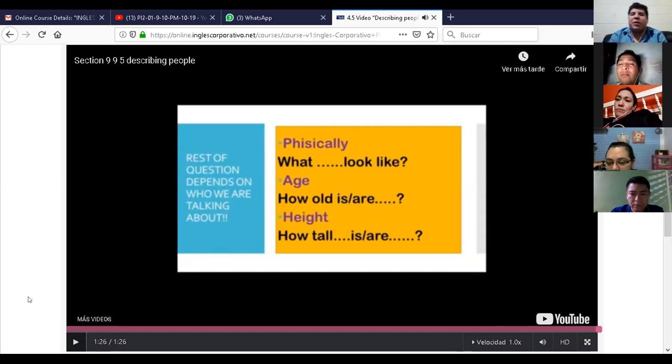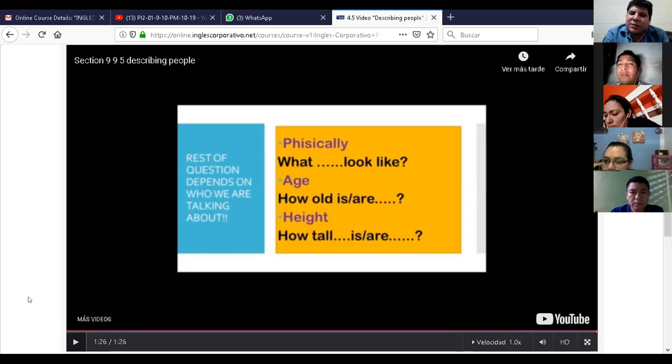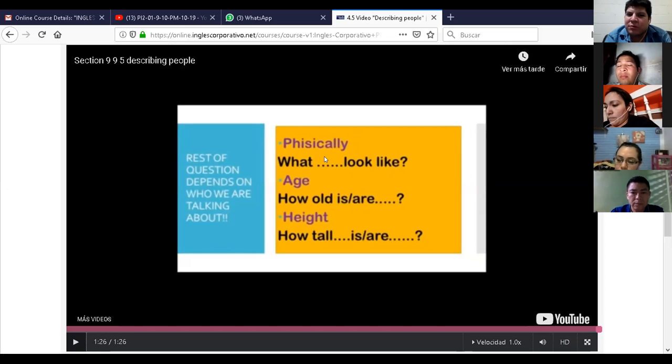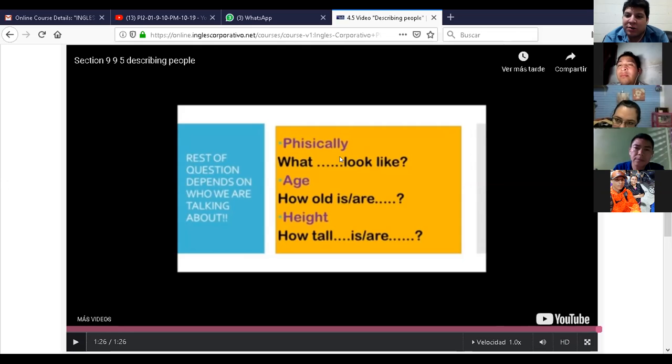All right, so we're going to pause it here. So how do we ask about appearance? ¿Cómo es? But ask physically. Look like. What look like? Here, we are actually talking about most likely third person. Casi siempre sería tercera persona acá. ¿Qué viene después del what en tercera persona para pregunta? Does. Correct. So we're going to say, what does he or she look like? Look like, exactly.